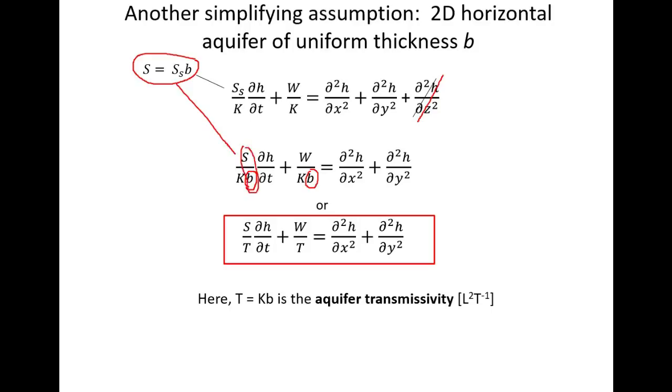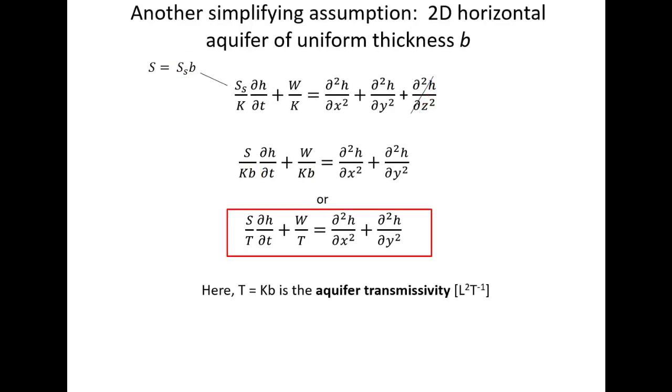So given this, we make a new definition of a term where T is the aquifer transmissivity. So transmissivity is basically the conductivity of the aquifer, but it considers the entire thickness of the aquifer. So it's the conductivity times an entire aquifer thickness B.